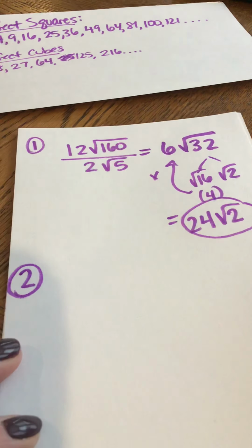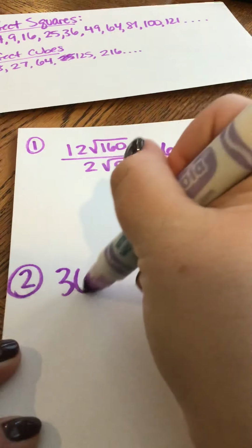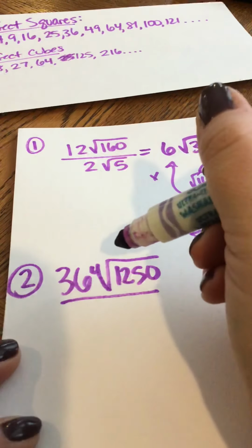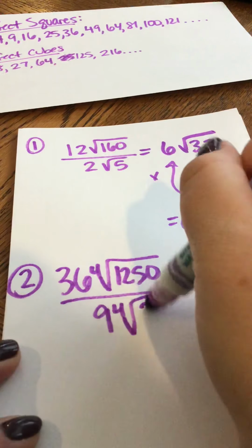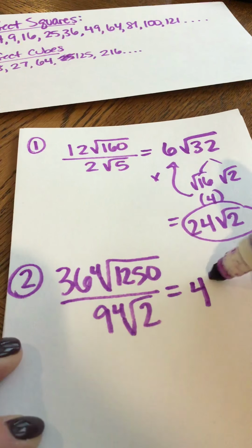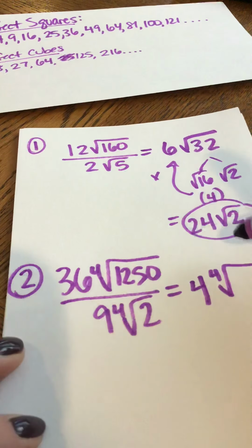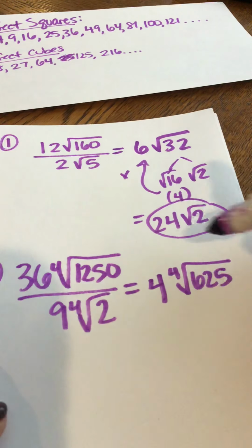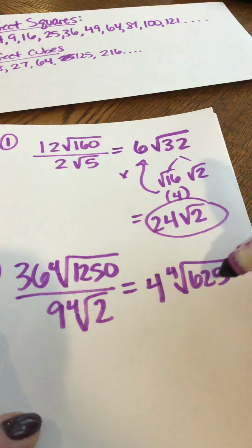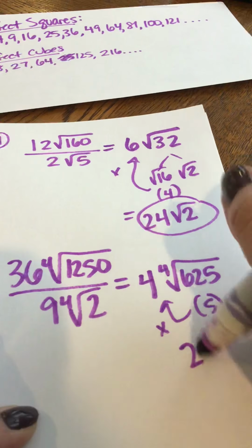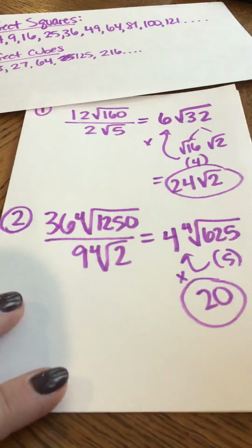If you look at number 2, even if you come across a question that's a cube, or this is a fourth actually. So again, can you divide outside numbers? Yes, so 36 divided by 9 is 4. Can you do 1250 divided by 2? Yep, that's 625. And if you look at our list of perfect fourths, this is actually a perfect fourth. This is 5 times 5 times 5 times 5. So this actually ends up being just 20. Remember, you don't have to have a radical left over.